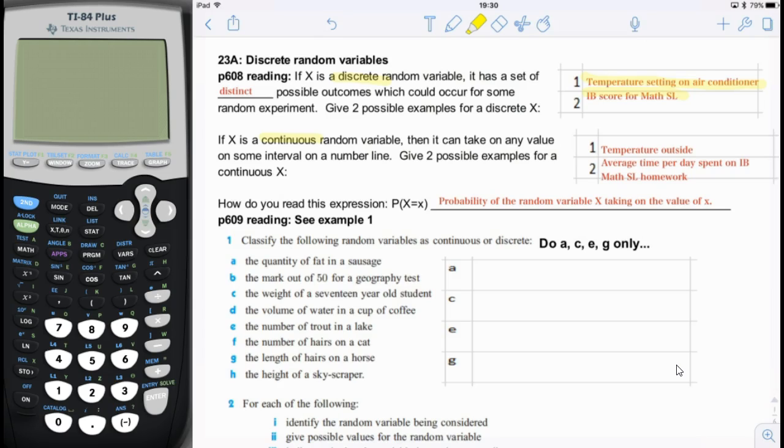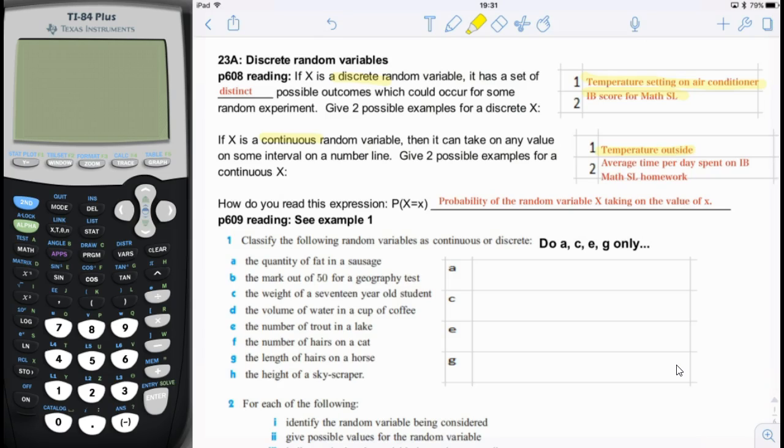Okay, how does that compare to a continuous random variable? A continuous random variable is a variable that can take on number values that are decimals or fractions, not whole numbers necessarily. So for example, the temperature outside. The temperature outside is going to be 17.3. It's going to be 25.6. Even if you had the right thermometer, you could measure it to much more precision.